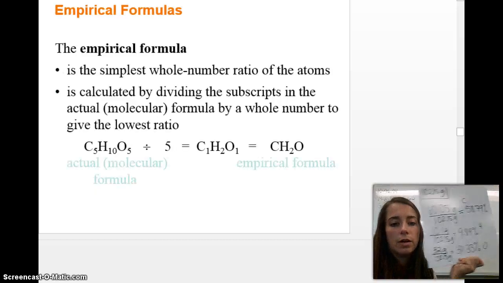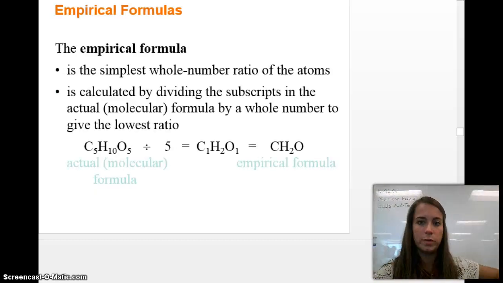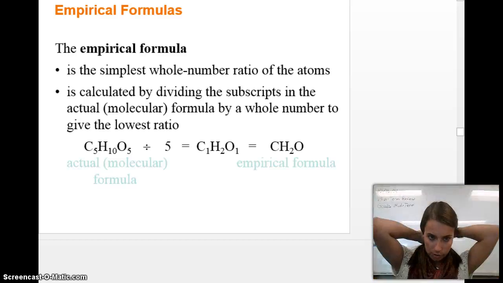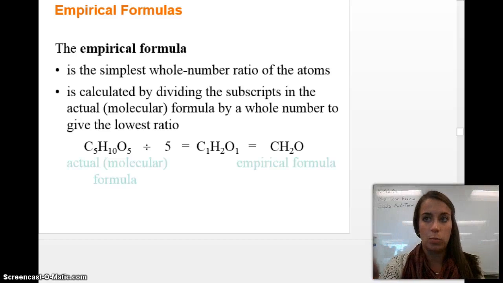All right, so now let's talk about empirical formulas. This is something completely different we haven't learned about yet, but all it is is the simplest whole number ratio of the atoms in a compound. For something like NaCl, for salt, that's straightforward. 1 Na for 1 Cl, that is the simplest whole number ratio.